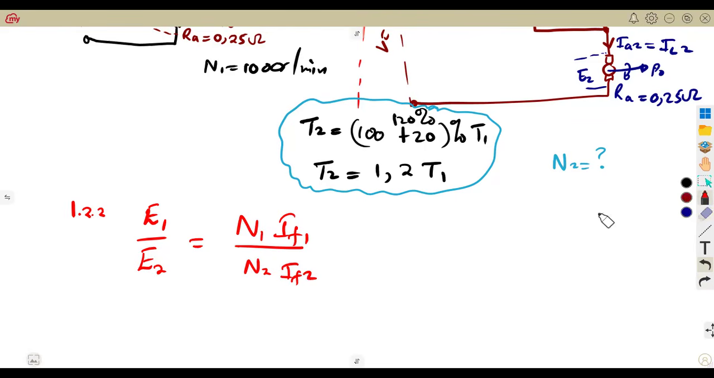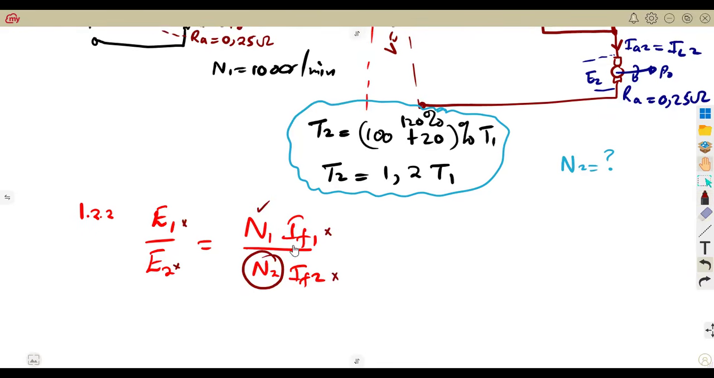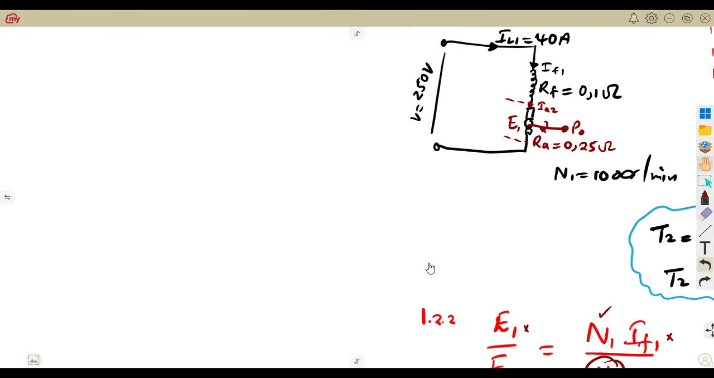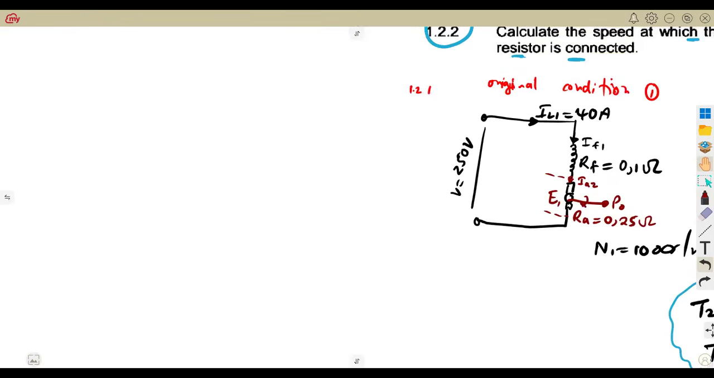What is it that you need? You need to calculate the final speed. Are we having this? No. This? No. This? Yes. This? No. This? No. These are to be determined, calculated. On a series condition, it is easier because those currents are the same. So let's work on the series first, on the original condition.